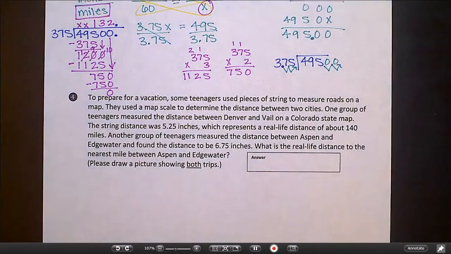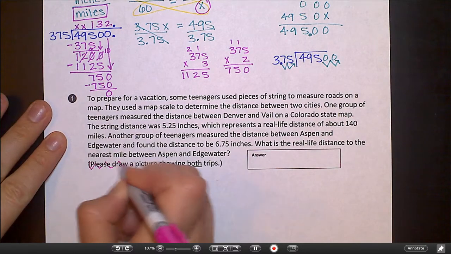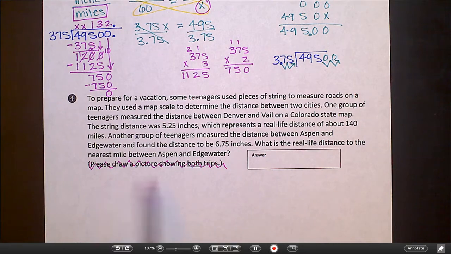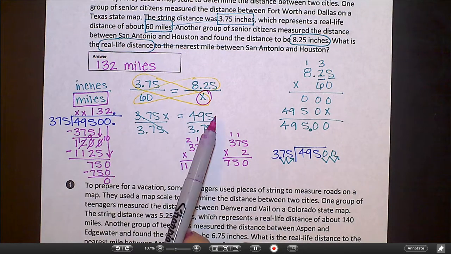So now I'd like for you to pause the video and go on to the shaded number 4 on your own. I'm going to cross this out because, to be honest, when I wrote this review, I was thinking something else when I put that in there. So we're going to cross out the part about drawing a picture for both trips. All you need here is to name your ratio, set it up, and solve.